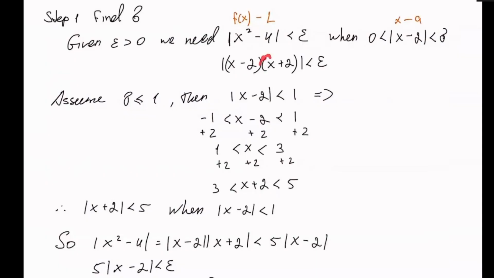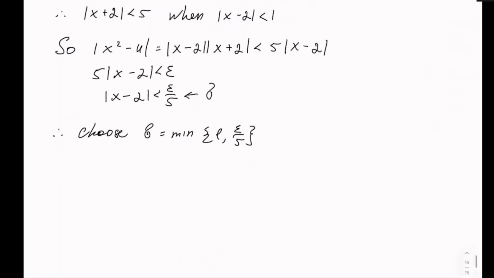But for this one, we don't have any bound right now, so we need to kind of artificially create that bound by assuming that delta is less than or equal to 1. So we would find that the upper bound for x plus 2 is 5, right? So this is how we will choose, find our delta. And for quadratic functions, this is usually the case. You need to find the minimum between some two values.